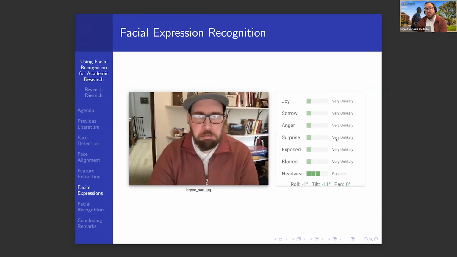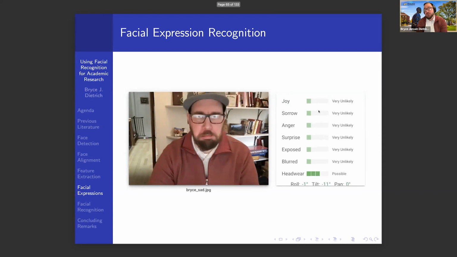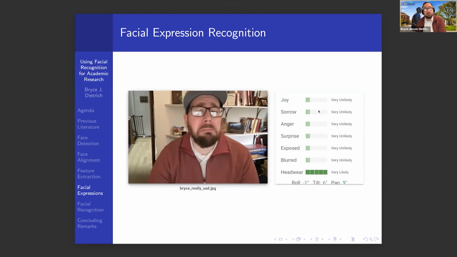So in terms of the sorrow metric, I found a lot of inconsistencies. This was my first crack at producing a sad face or a sorrow face, and you can see it didn't really move any of the metrics. Then I tried to get really sad, and that seemed to also not do anything. So I don't know exactly the type of facial expression that triggers the sorrow label in the Google Vision API, but it doesn't seem to be either of these expressions.